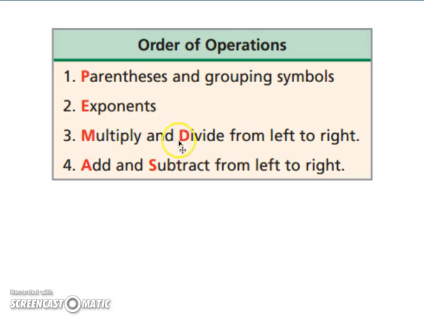Just because M comes before D does not mean you multiply before you divide. You multiply and divide from left to right. So whichever one comes first is the one that you do first. Same with step 4. Add and subtract from left to right, which means whichever one comes first is the one that you do first. If you happen to hit subtraction first, going left to right, then you subtract before you add. Let's practice.